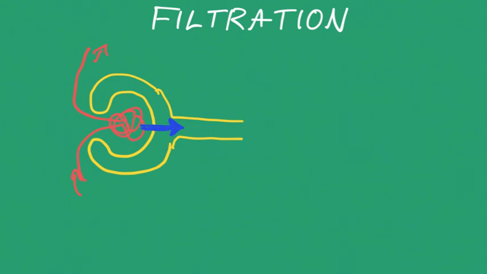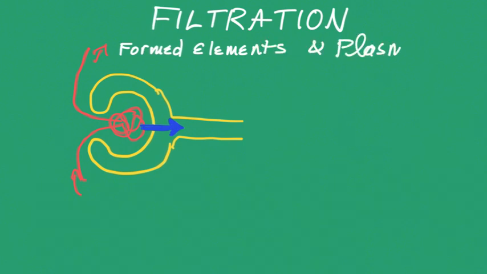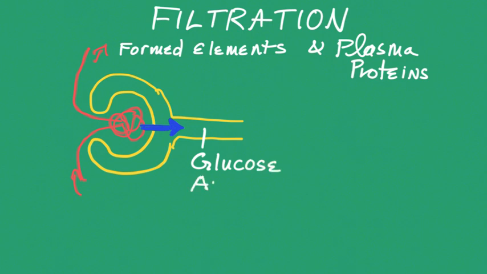Larger substances, such as formed elements and plasma proteins, cannot pass through the filter, and so they end up in our general blood circulation. If these large components of the blood end up in our urine, then this means that the filter is broken. Now, the substances that can pass through the filter are glucose, amino acids, ions such as sodium, potassium, calcium, chloride, water, and urea.